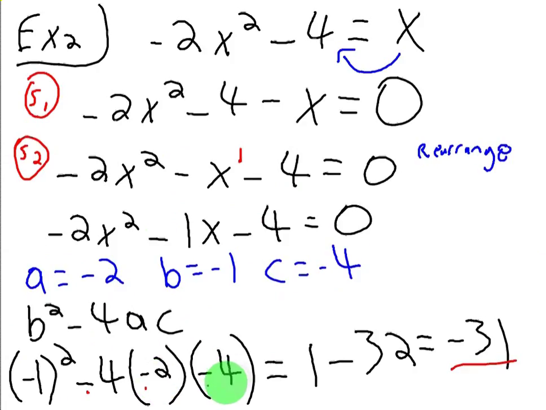And so, look, this is 3 negatives. 3 negatives make it what? Yeah, still going to be negative. So it is 4 times 2 times 4, which is 32, but it's 3 negatives, so it remains subtracted. Negative 1 squared is 1, so you get 1 minus 32, which is negative 31. So the discriminant means what for this problem? How many solutions? 0. Right.